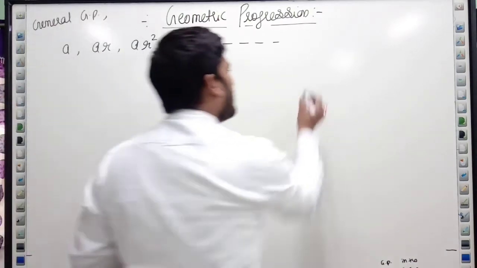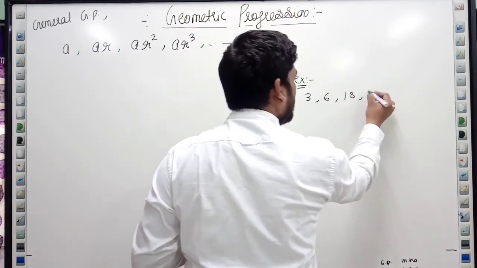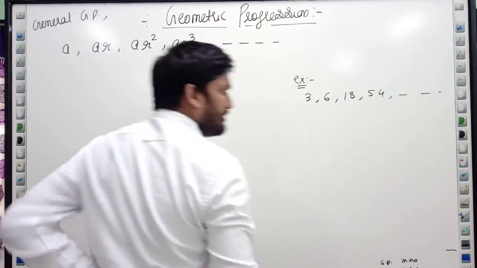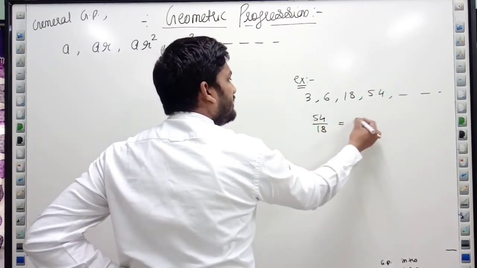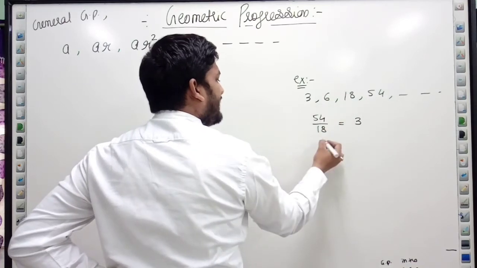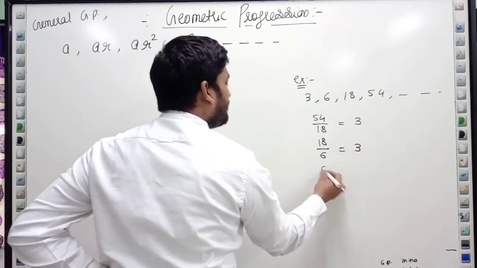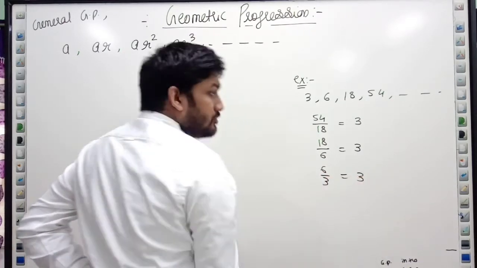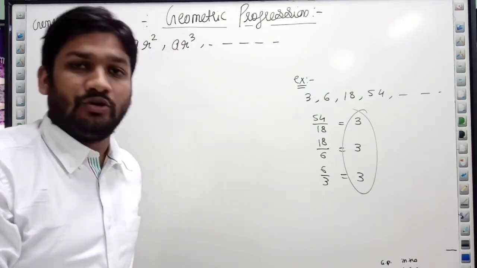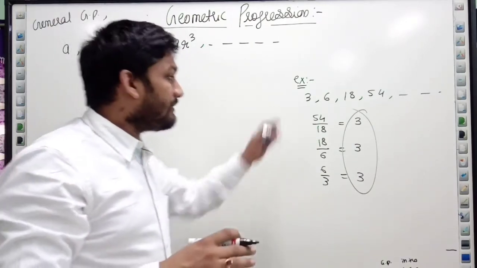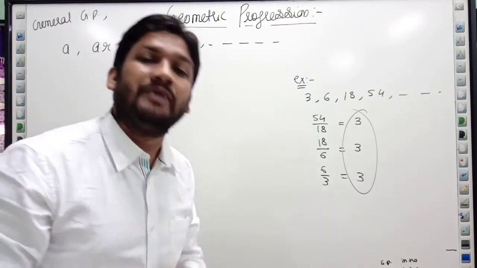Let's understand it by taking an example. Suppose I take 3, 6, 18, 54, and so on. Suppose I divide the fourth term by the third term. What will I get? 3. Third by second, what will I get? 3. Second by first, what will I get? 3. So every time I am getting the same ratio. And so if I am getting the same ratio, I can say the sequence or series is in GP.